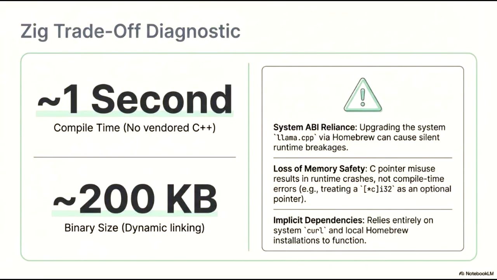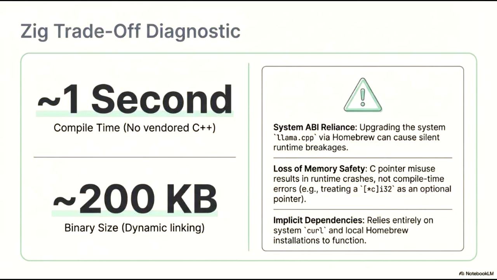In this Zig trade-off diagnostic, we evaluate the impact of choosing dynamic linking over vendoring dependencies. By opting for this approach, we see significant performance gains, such as a compile time of approximately 1 second and a highly optimized binary size of around 200 kilobytes. However, these advantages introduce critical technical risks.